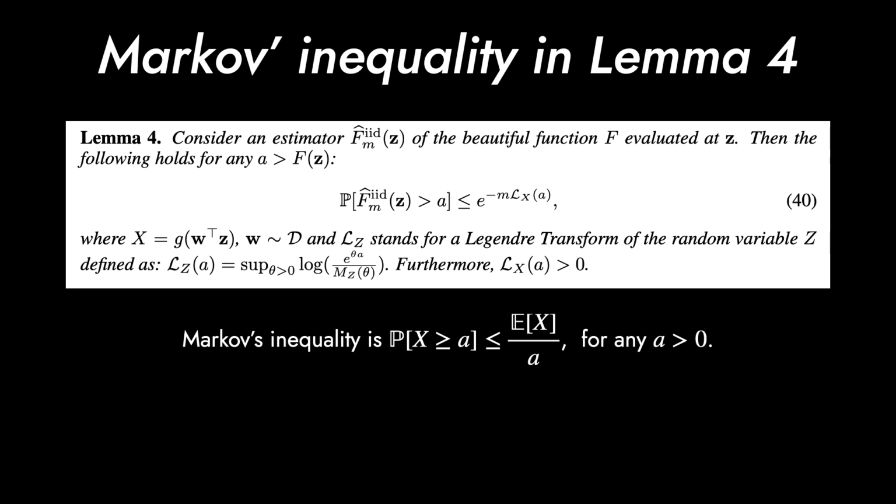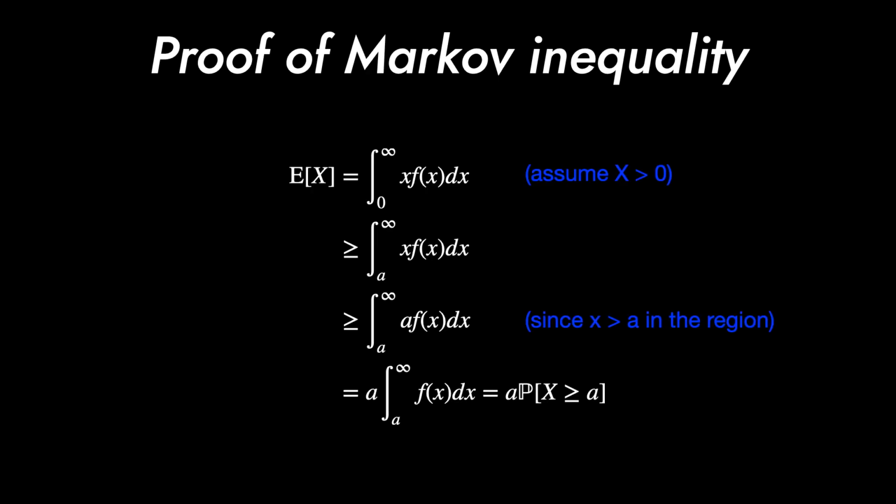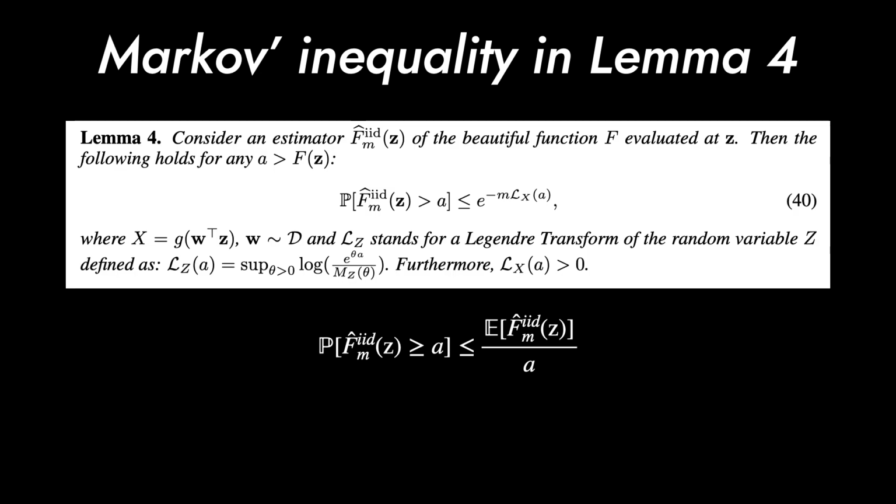Let's just start with Markov's inequality. The proof of Markov's inequality uses the definition of expectation in an integral form, an inequality from the change of the integrated region, and the variable inequality in the region. So the left-hand side of equation 40 can be expressed like this, but let us stick to their generalization with the Legendre transform, which gives a sharper bound.